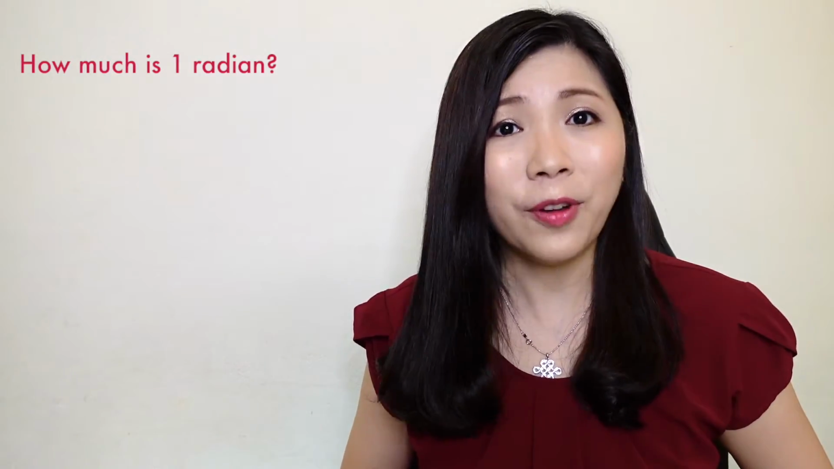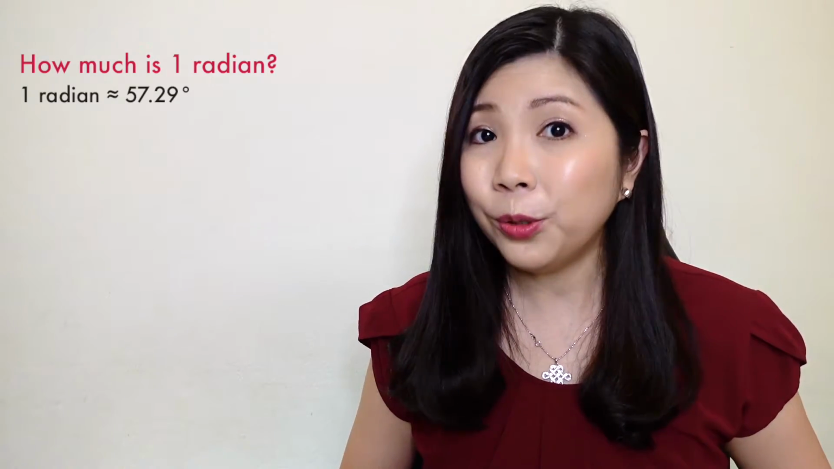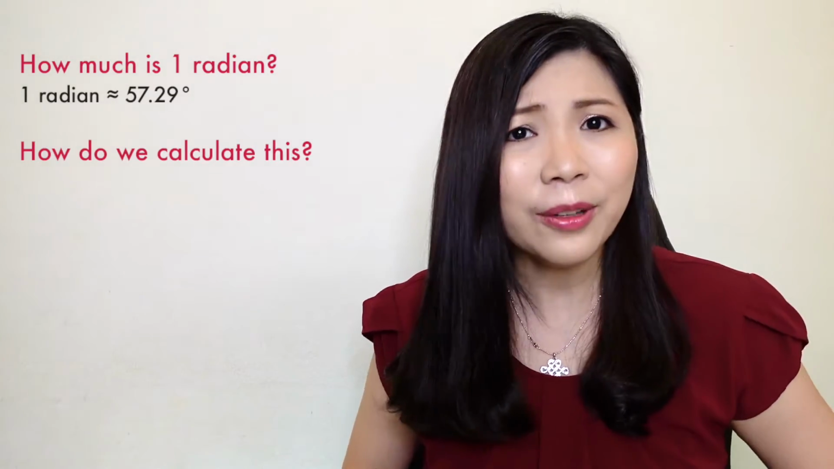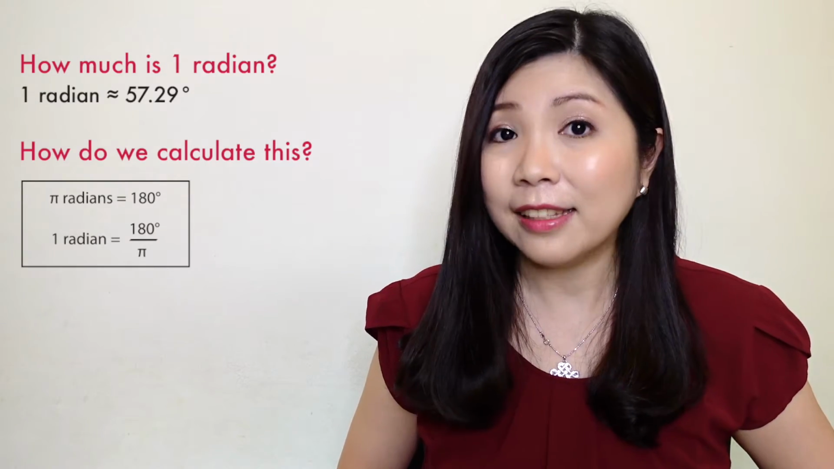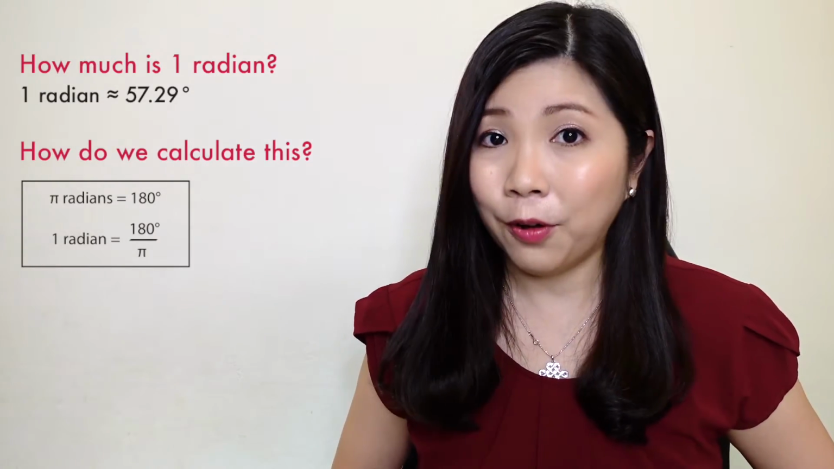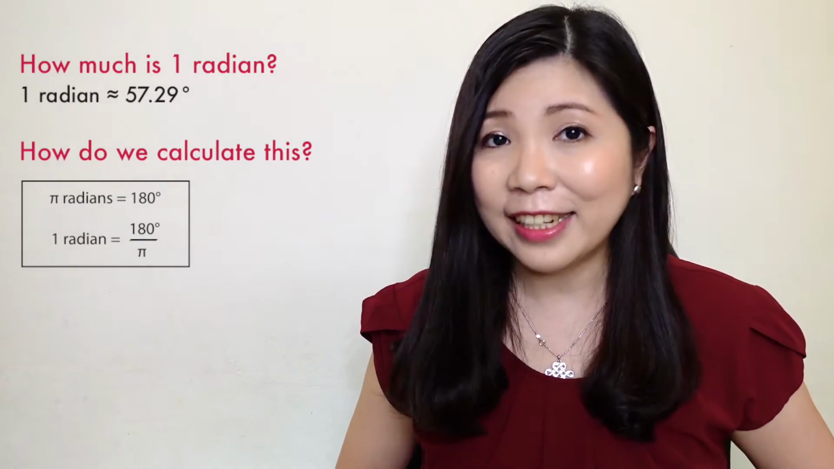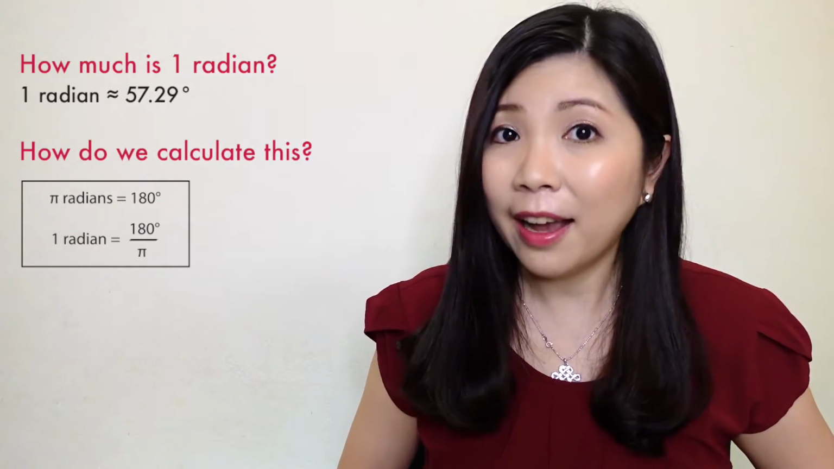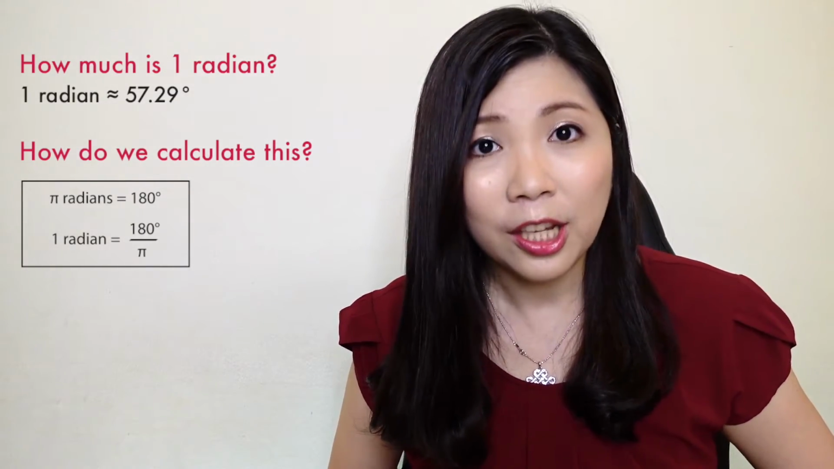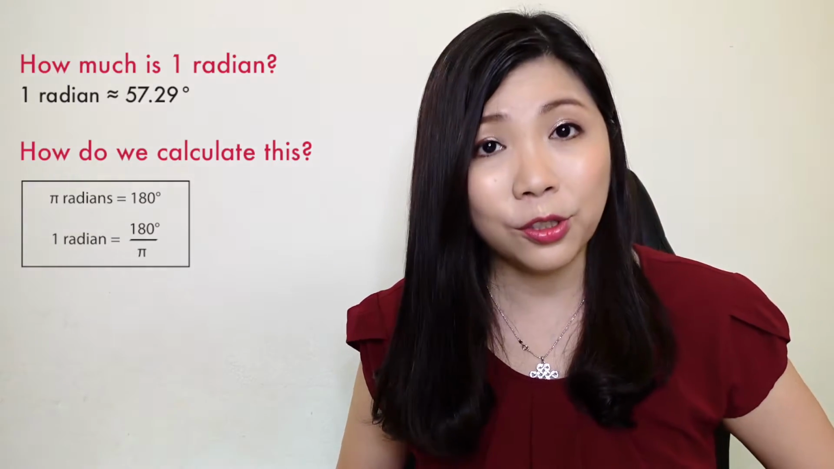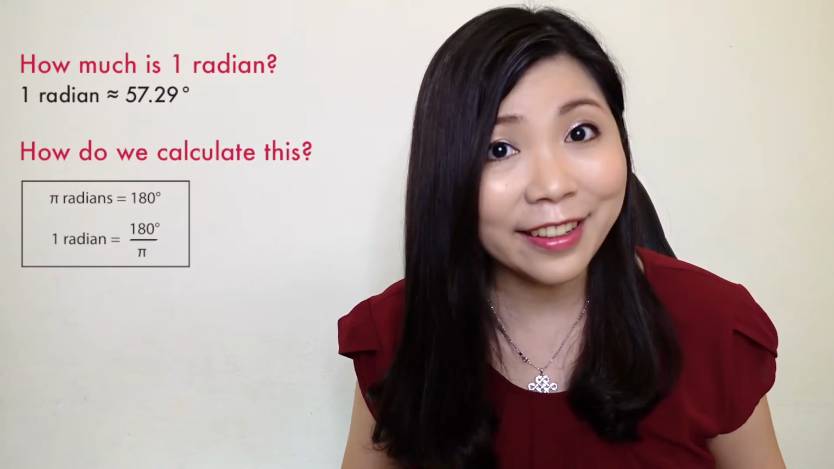So how much is 1 radian? 1 radian is equal to approximately 57.29 degrees. How do we calculate this? Pi radian is 180 degrees. Therefore, 1 radian is 180 divided by pi. And we take pi equals to 3.142. So 180 divided by 3.142 will get 57.29.